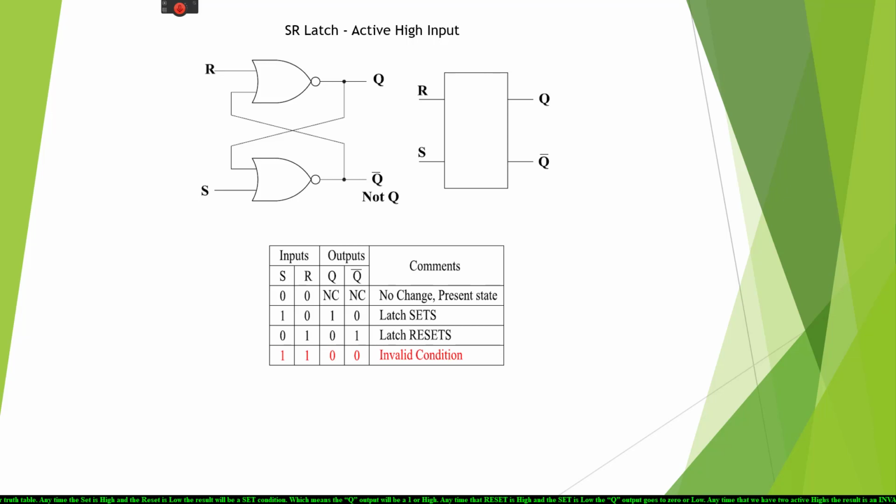condition, which actually means the Q output will be 1 or high. Anytime that reset is high and the set is low, Q output goes to 0 or low. Anytime that we have two active highs, the result is an invalid condition. Anytime that both the set and reset are 0, there is no change to the output.